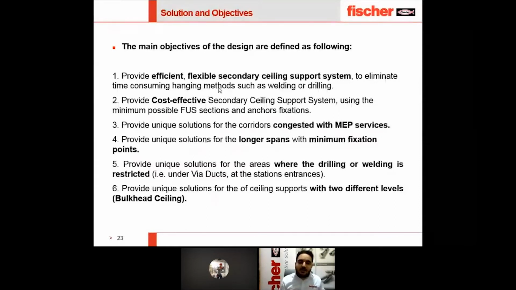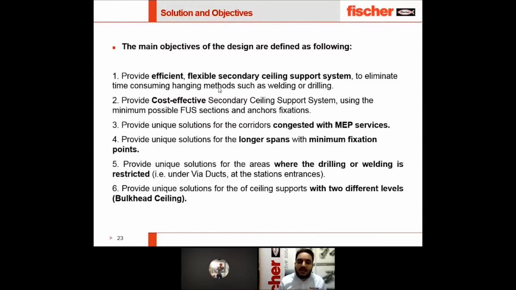and without welding. All of us know that welding and drilling are very difficult on site, so we avoid this issue. Also, the most important point is the most economic solution. We provide the most economic solution by minimizing the sections of the FUS channels, minimizing the number of drilling points, and minimizing the design as much as we can.